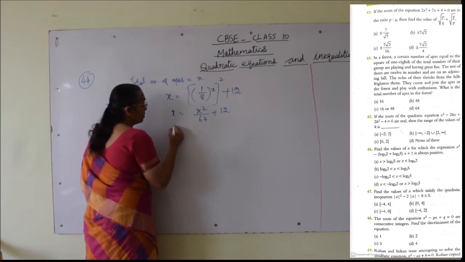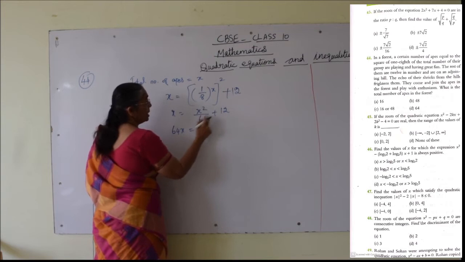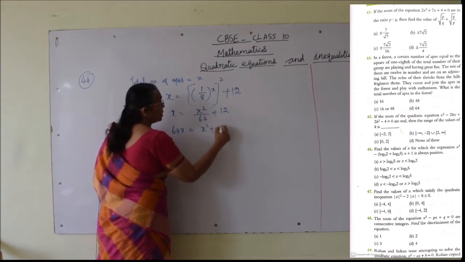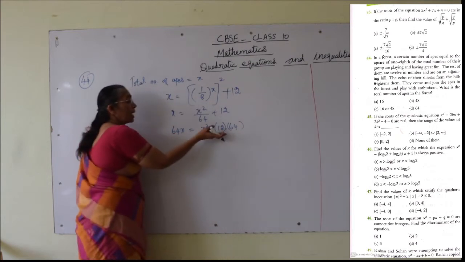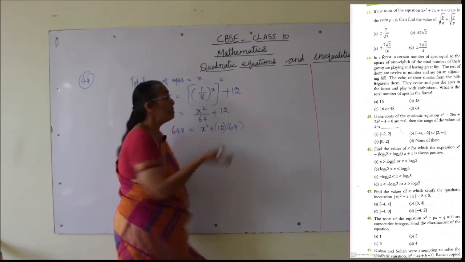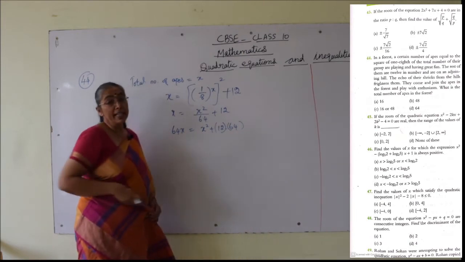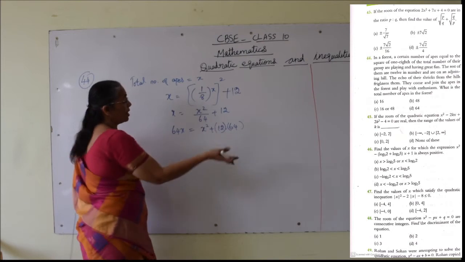Cross multiplication: we will get first 64x. After taking LCM only we can cross multiply. So, this is x square plus 12 into 64. I am not going to multiply this, because when I am arranging it as ax square plus bx plus c, this will be my c term, and I have to factorize the c term anyhow. So, why multiply and then factorize again?